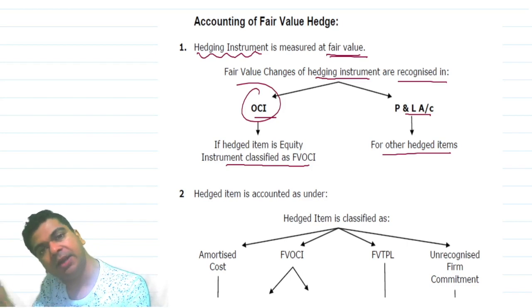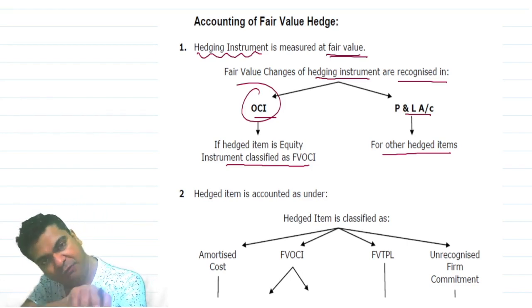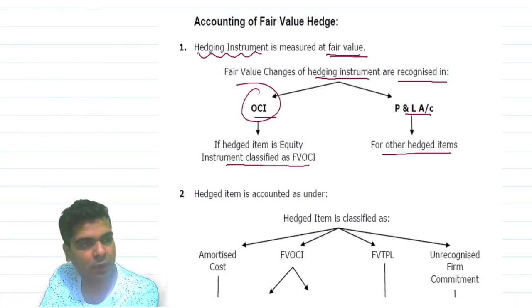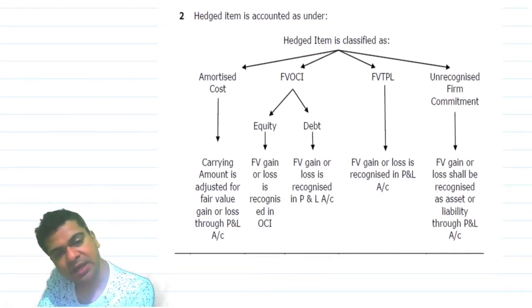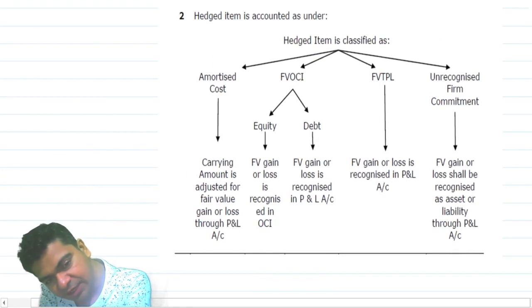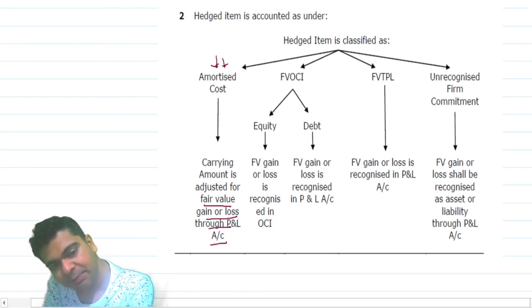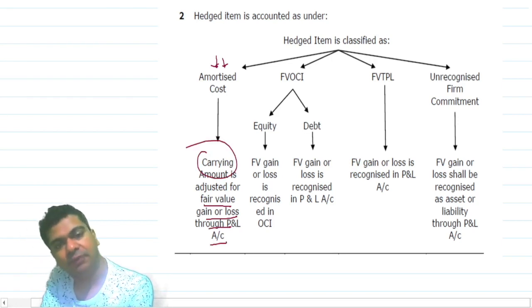For every other item, it will go to the P&L, because for the hedged item also it will go to the P&L. So for hedging instrument also, it should go to the P&L. What will happen to the hedged item? Yes, hedged item is accounted as under. See, you have classified the hedged item as amortized cost. Then whatever is the fair value gain or loss in the P&L, we have to adjust it against the carrying amount of the asset.